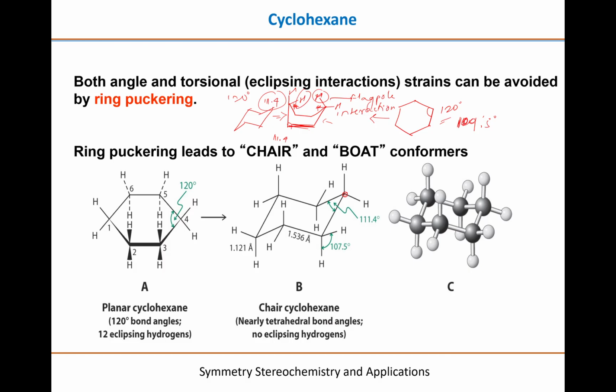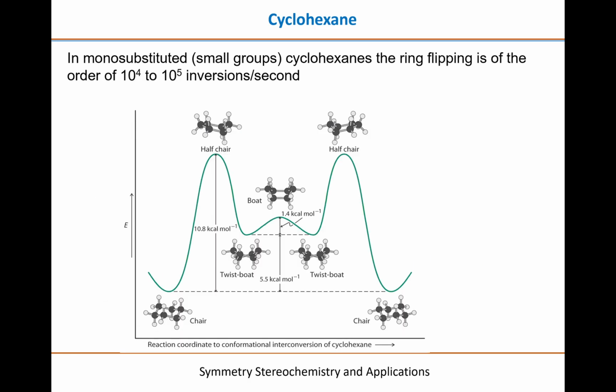Tetrahedral bond angle is there. Okay, now let's talk about the energy here. Here the chair conformations are more stable, so that's why it is here. Then it is converted to half chair. What is the structure of half chair?